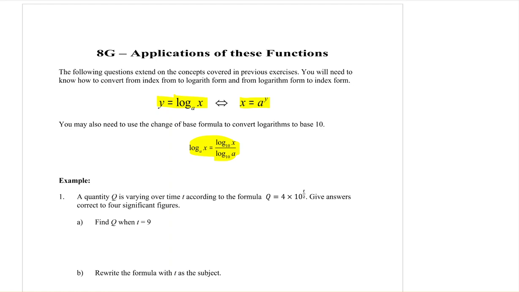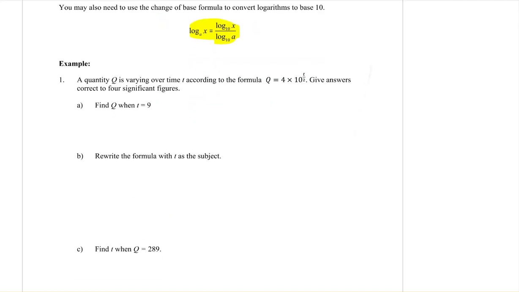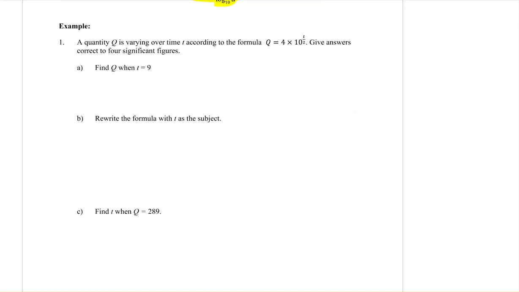No new content though. So there's only one question here to look at. Number 1, a quantity Q is varying over time according to the formula Q equals 4 times 10 to the power of T over 2. Okay, so our formula, Q equals 4 times 10 to the power of T over 2. All right, we want to find all of our answers correct to 4 significant figures, and we want to find Q when T is equal to 9. Okay, that's just going to be substituting into that formula.